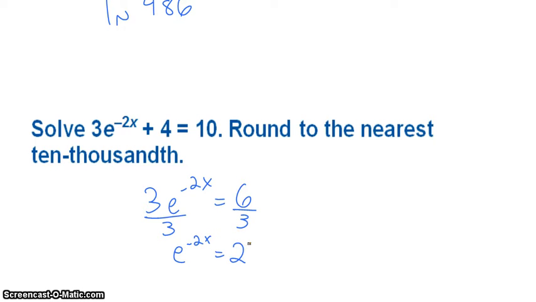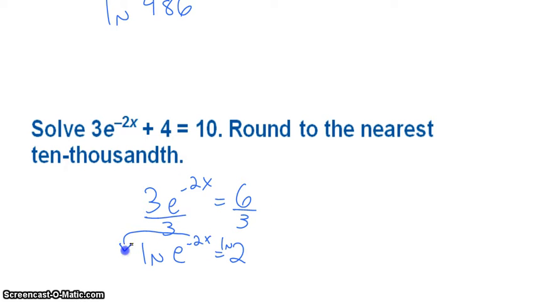Now, I want to find out what x is. E is an actual number, e I can work with. In order to get my exponent down and out of the exponent, I need to take the log of both sides with the same base. If I want the log base e to cancel out that e, I'm going to use the natural log. So I'm going to take the natural log on both sides.